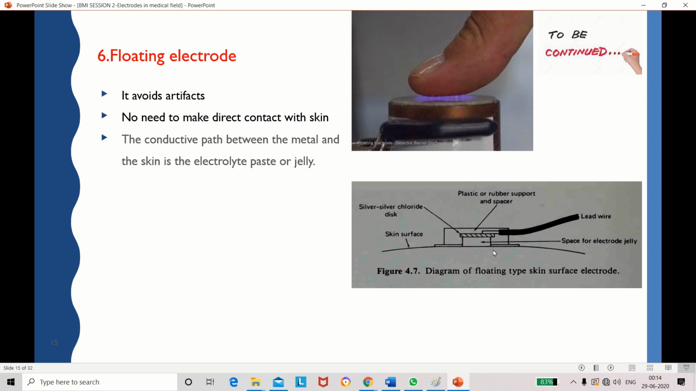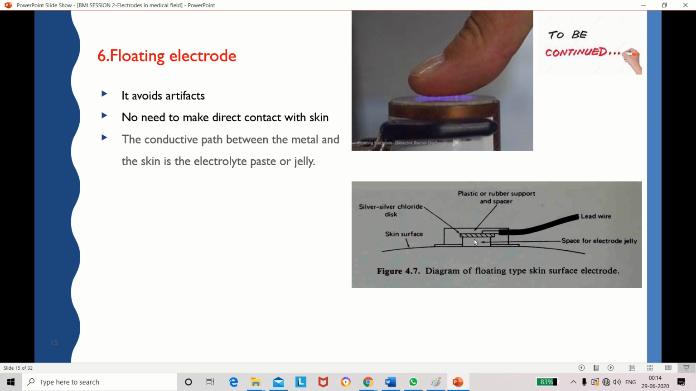So this is the pictorial representation for understanding purposes. See this line. This is the skin surface of the patient. Here we are fixing the electrode. This electrode is made of silver chloride. Here we have some space.